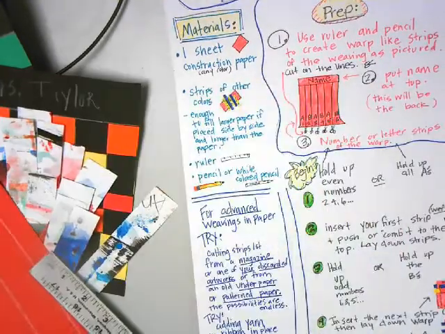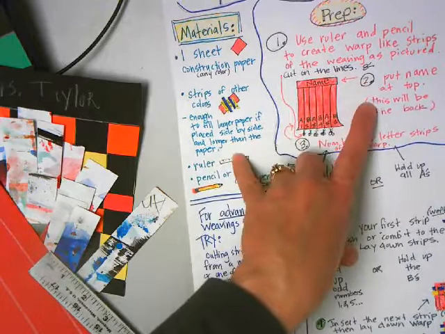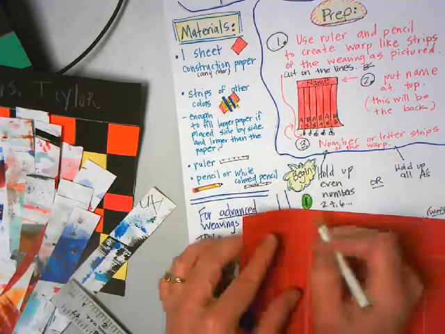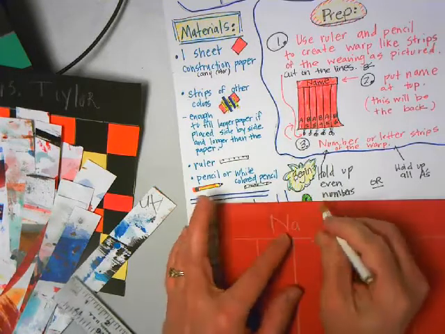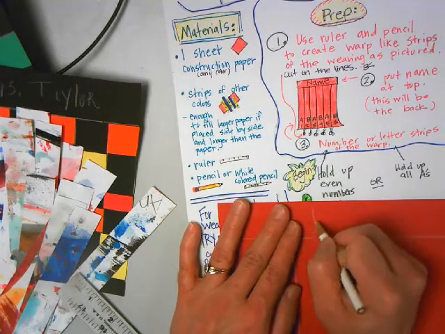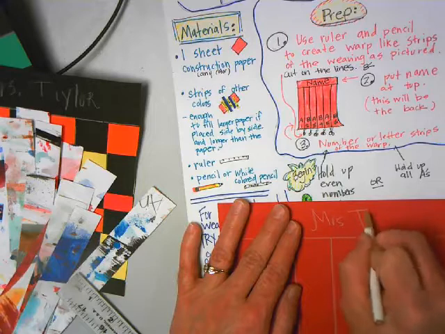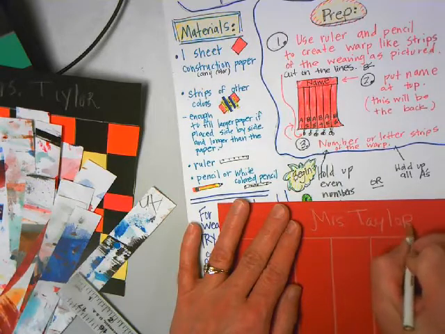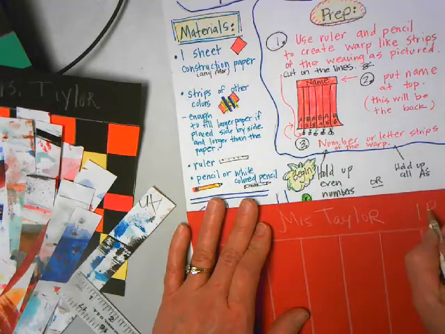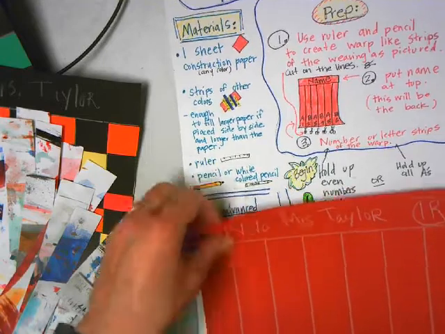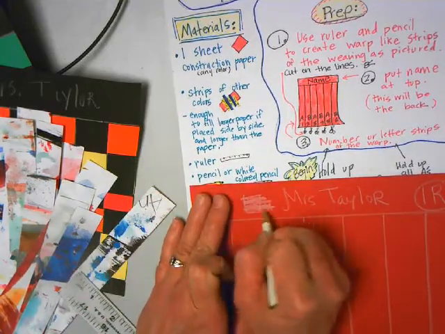The next step here, it says to put your name at the top. So I'm going to put my name. And I'm also going to put my class code. Mrs. Taylor, and let's just say that I'm working with first grade, Mrs. Ridenhour's class, I would put a 1R. If it's Miss Dobby's, a 1D, etc. Okay, so I started to write the word name.